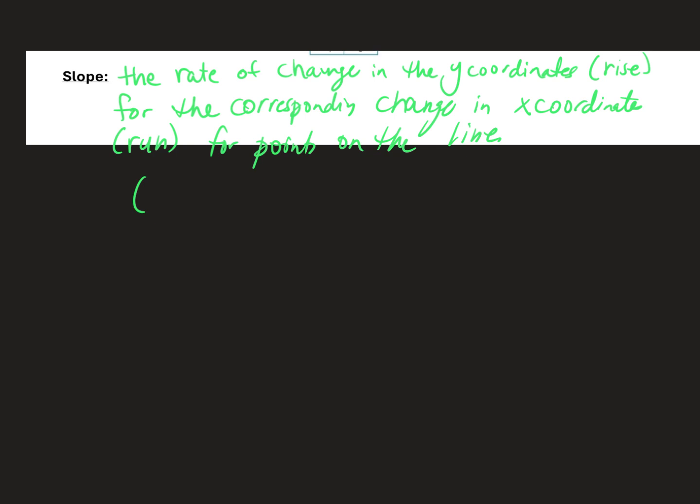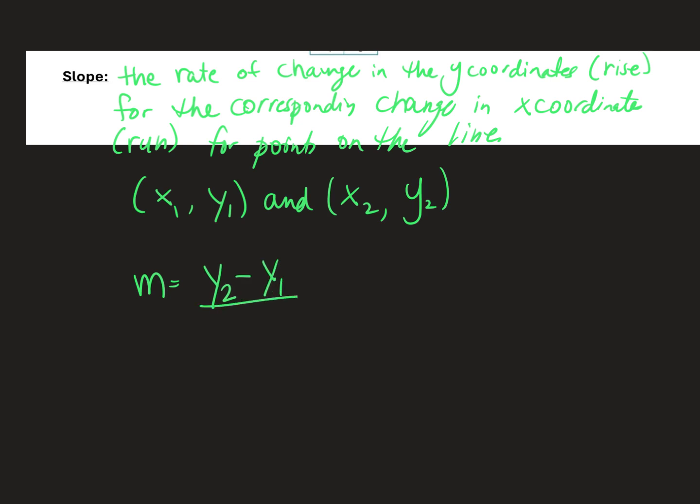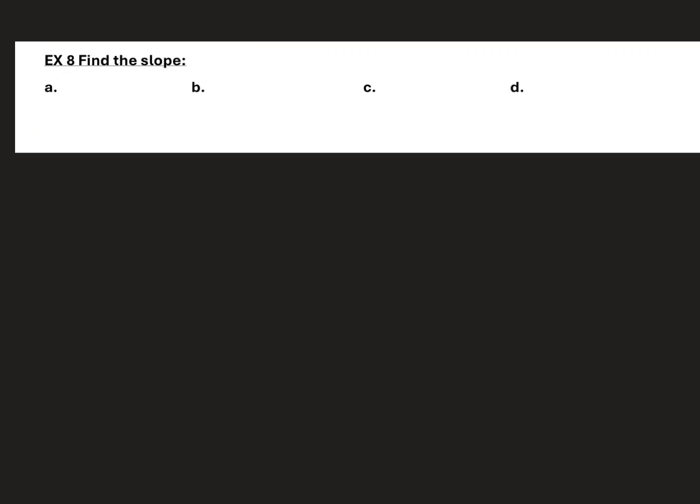If you are given 2 points, x sub 1, y sub 1, and x sub 2, y sub 2, then to find the slope, you do the second y minus the first y divided by the second x minus the first x. That's how you find slope given a set of ordered pairs. We are going to find the slope. I'm going to go back and write the slope formula.